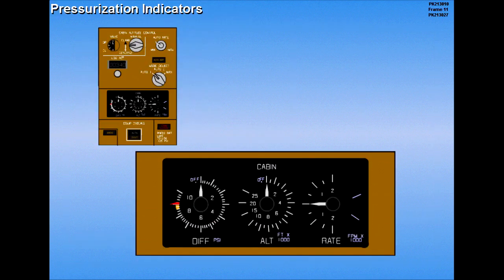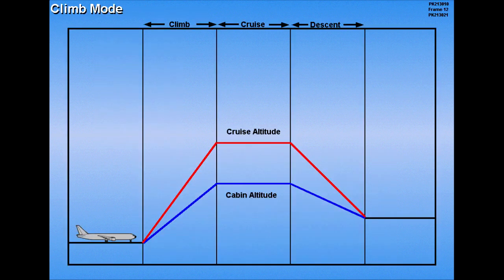The pressurization indicators include cabin differential, cabin altitude, and cabin rate of change. The climb mode for the cabin is established after takeoff.